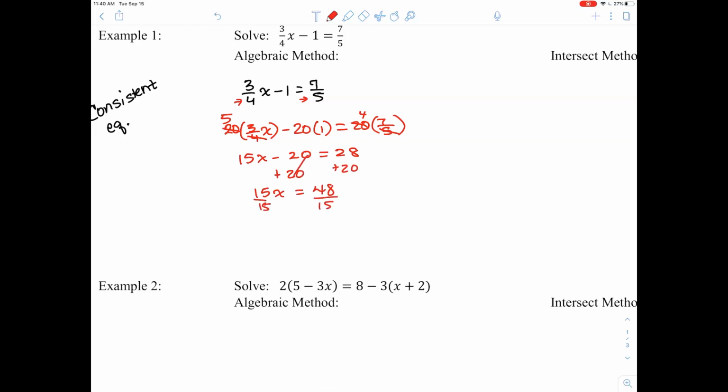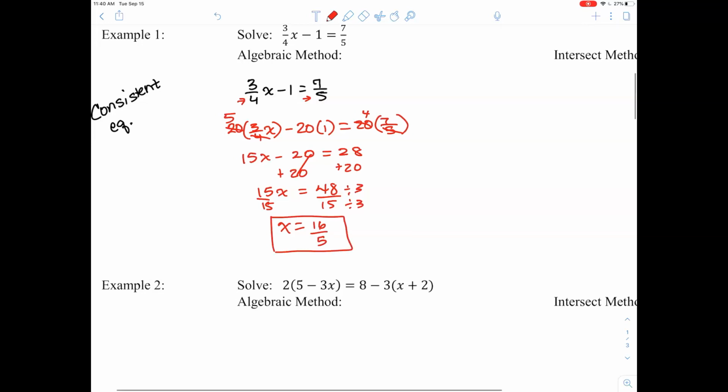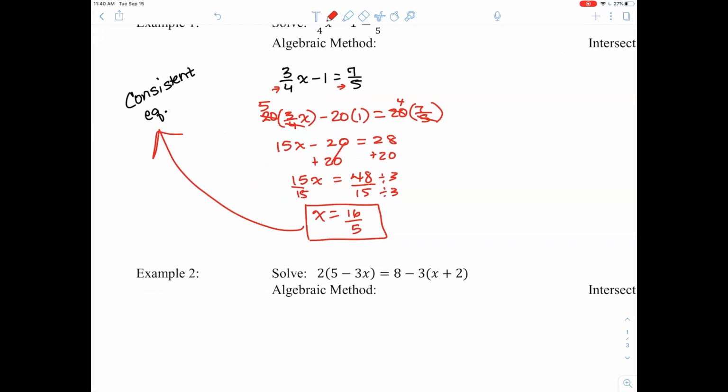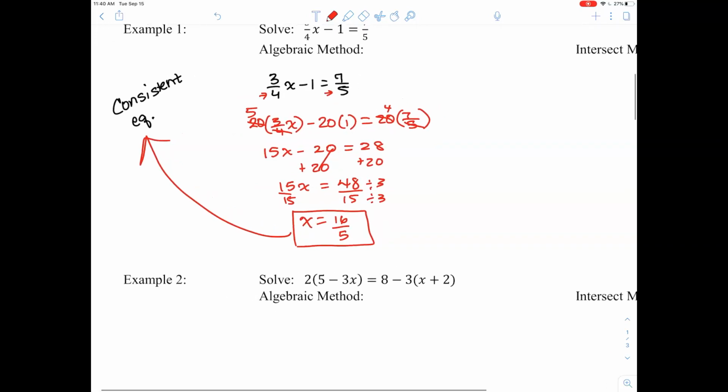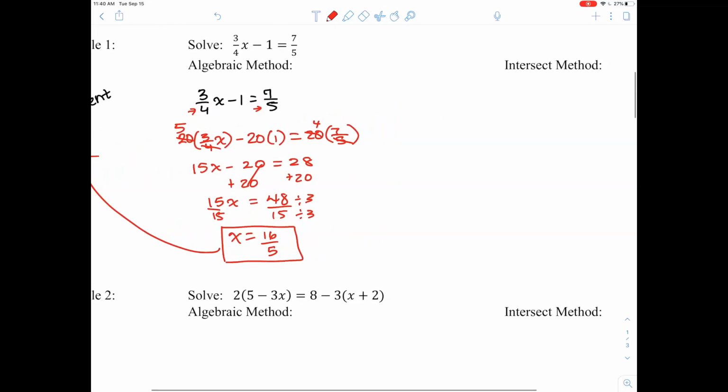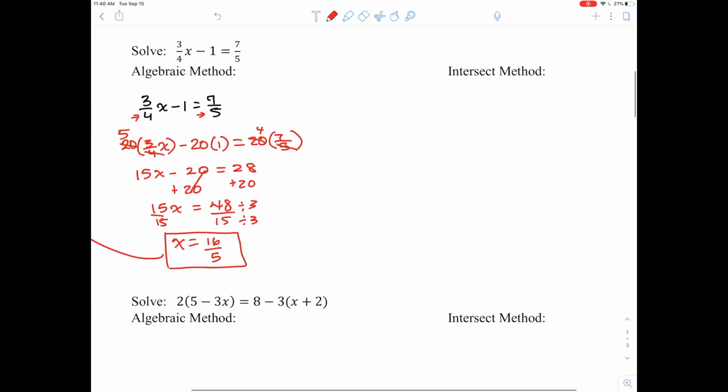Divide by 15. We get x equals, simplify. They both have a 3 in common. 16/5. And so that's our solution. This is an indicator that this is a consistent equation because it only has one solution. We call it consistent. So that's just a review of how to clear the fraction to solve an equation. That's Algebra 1. Let's use pre-calculus.